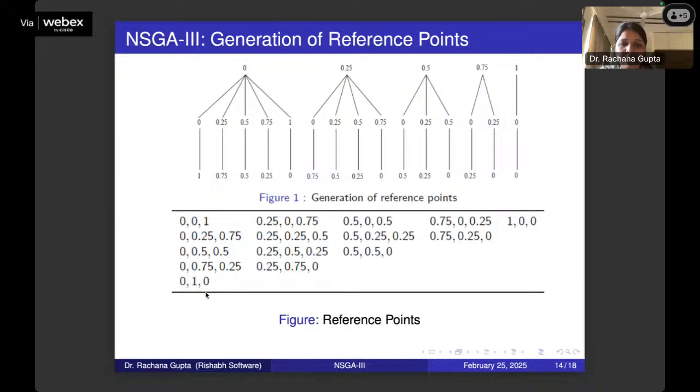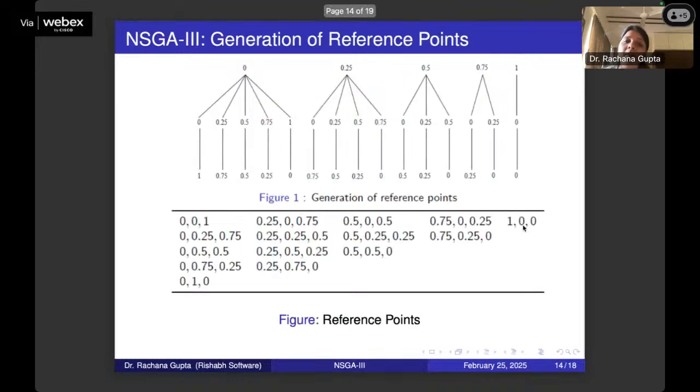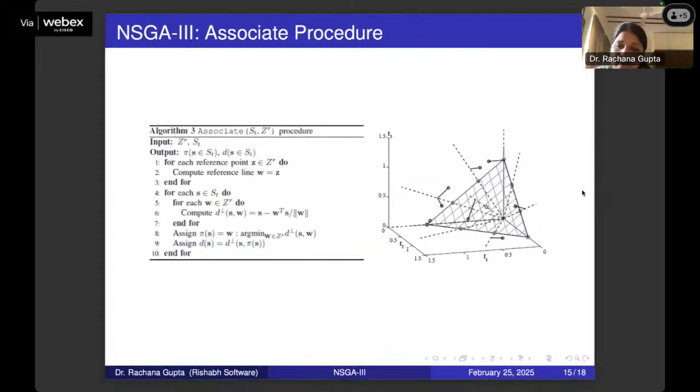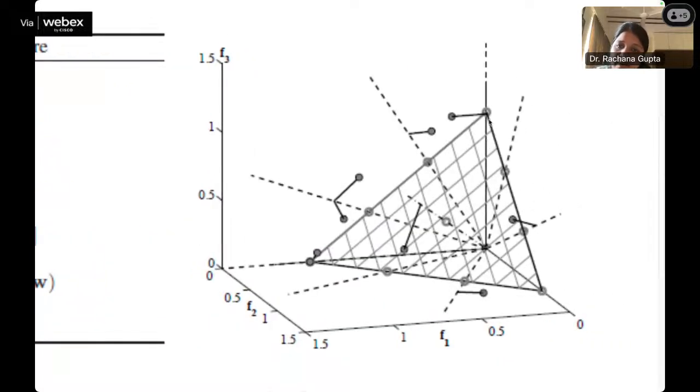Here you can see that 5 plus 4 is nothing but 9. 9 plus 3 is 12. 12 plus 2 is 14, and plus 1 is 15. So this formula which I was telling you, which is nothing but 64, which is equal to 15. Hence it is proved that using this formula and this technique, you will be able to generate the reference points. Just plot these reference points in the 3D space. So you will get these reference points in this particular space.